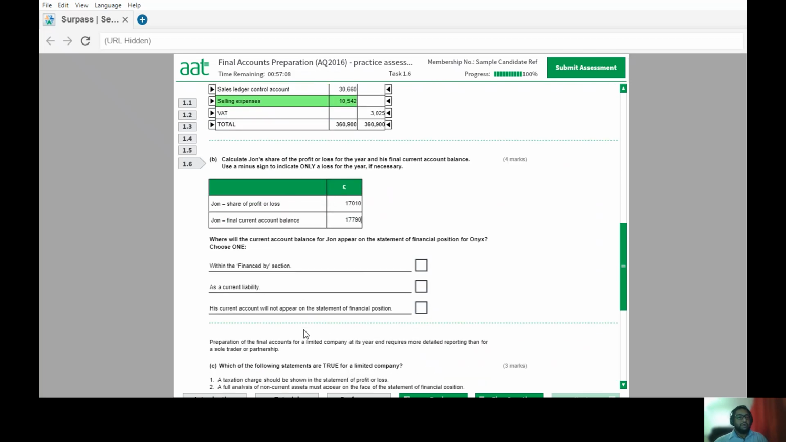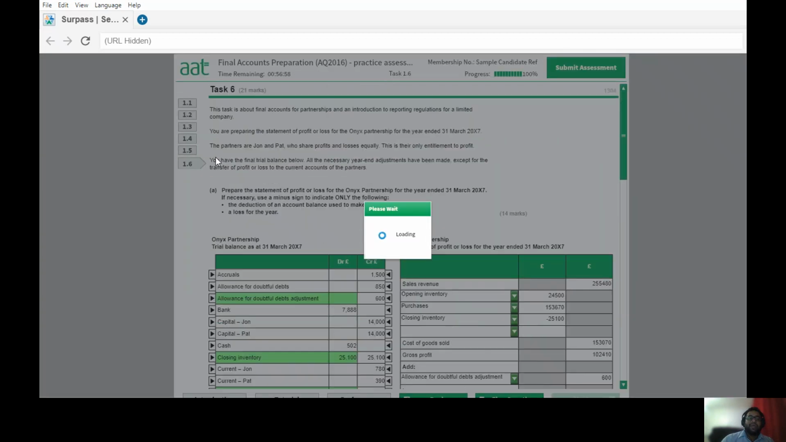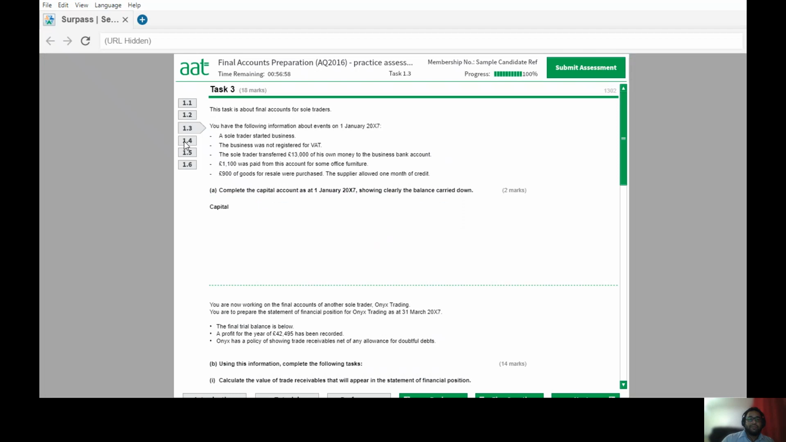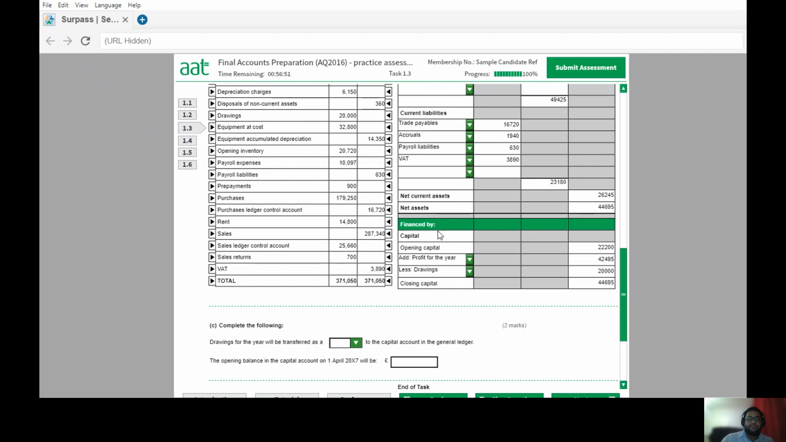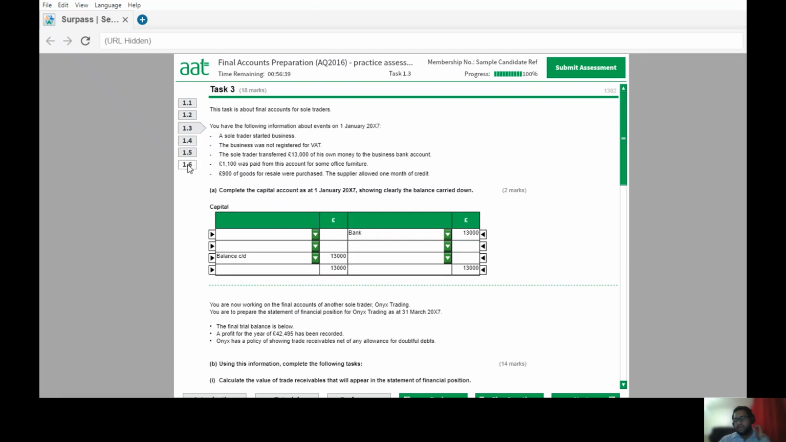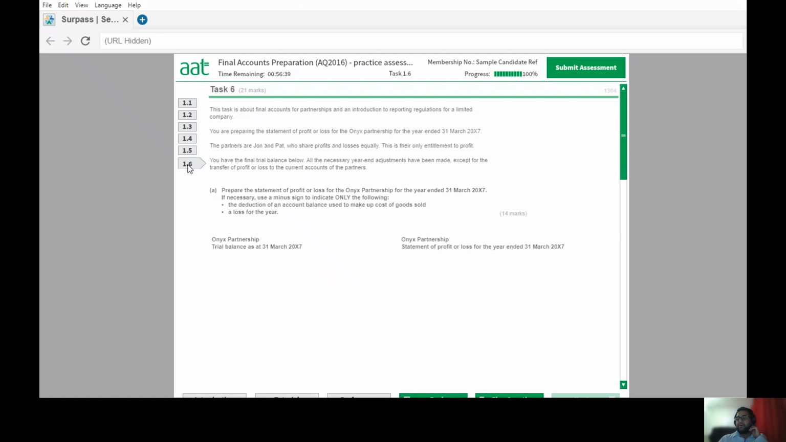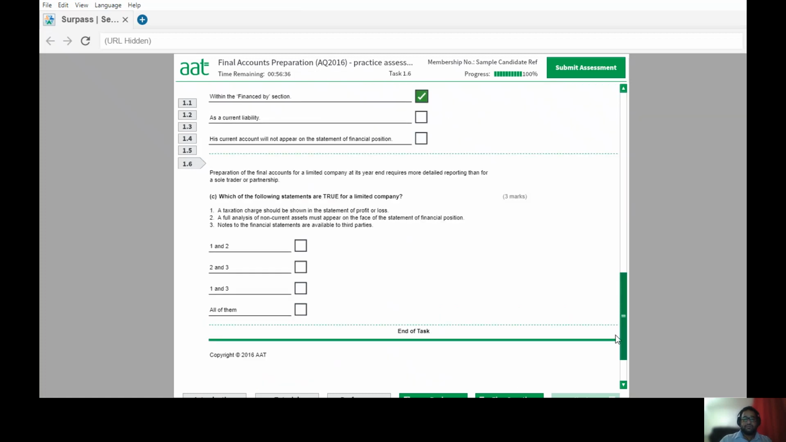And then obviously they're asking you where the current account balance for John appears on the statement of financial position. Of course, this is going to be in the financed by section. So if you want to go back and check it again, can you see that here? The financed by section for the partnership will have the current account balance and the capital account balance. They get all added together to find the whole amount there. Okay, that will be it for the partnership accounts part. Now let's look at the last bit of this question.